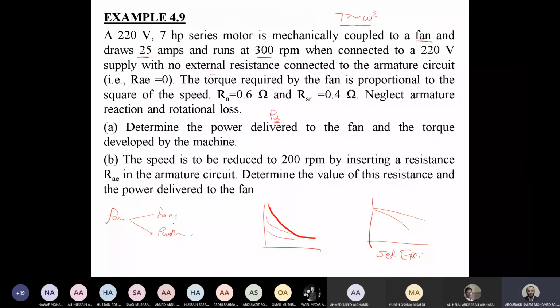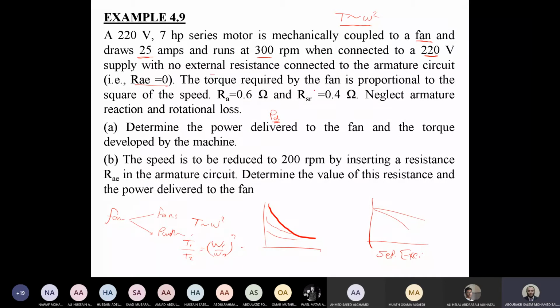So fans and pumps are considered as fan loads where torque is proportional to omega squared. So we can say T1 over T2 equals (omega 1 over omega 2) to the power 2. This is the relation between torque and speed for any fan load. For this fan load here, the motor draws 25 amps and runs at 300 RPM when the motor is connected to a 220 volt supply with no external resistance. So this means that the rheostat equals 0.